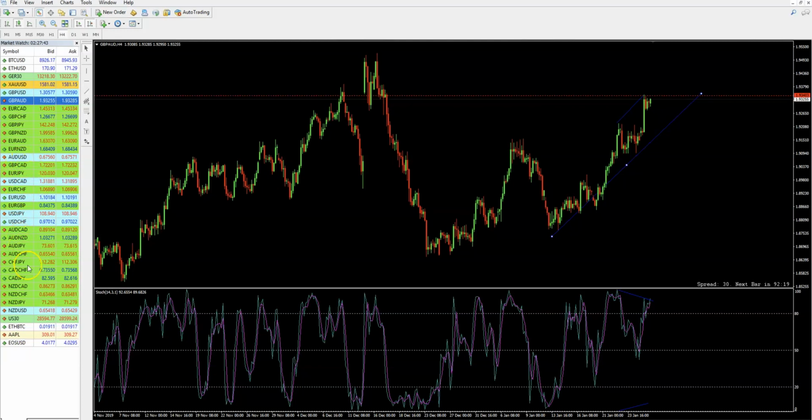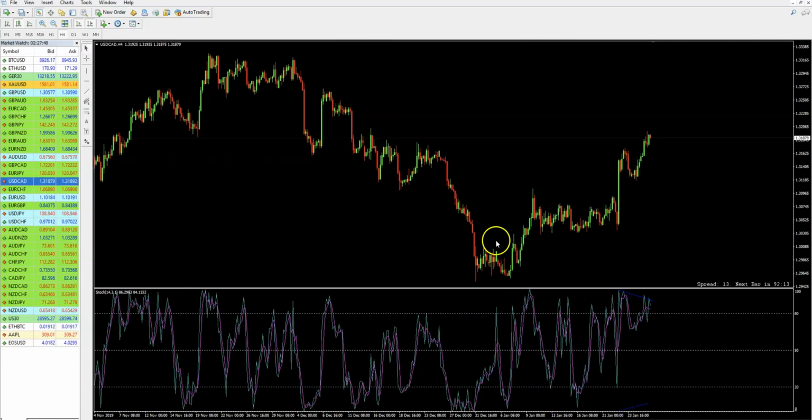USD card, where's the USD card? That one there. Again, USD card, let me take that one off.